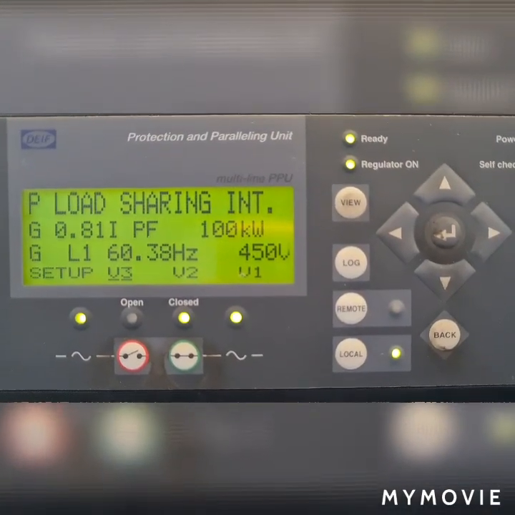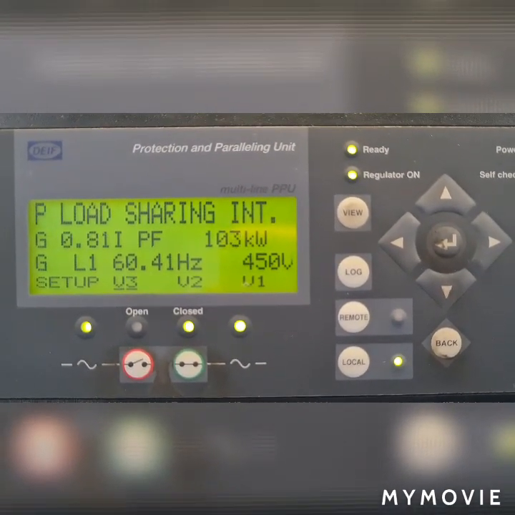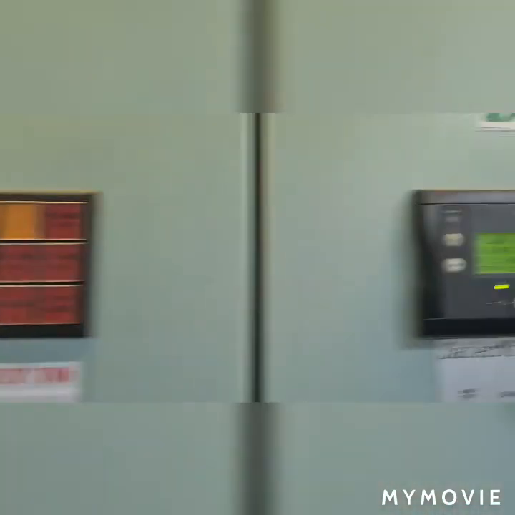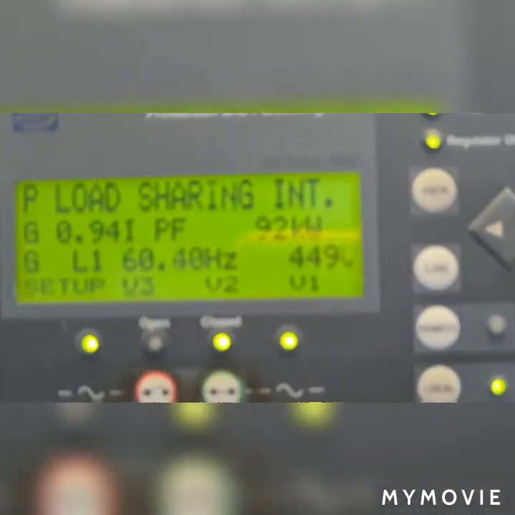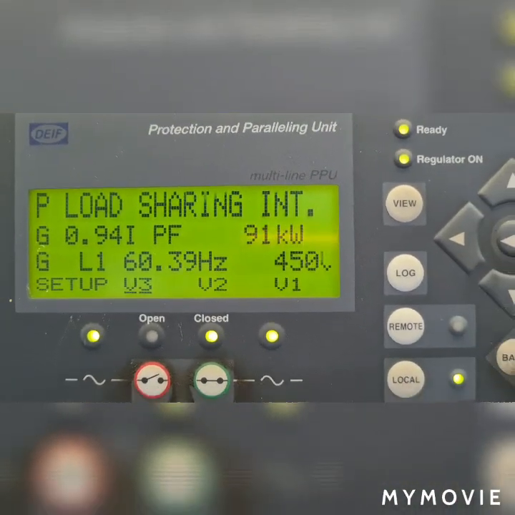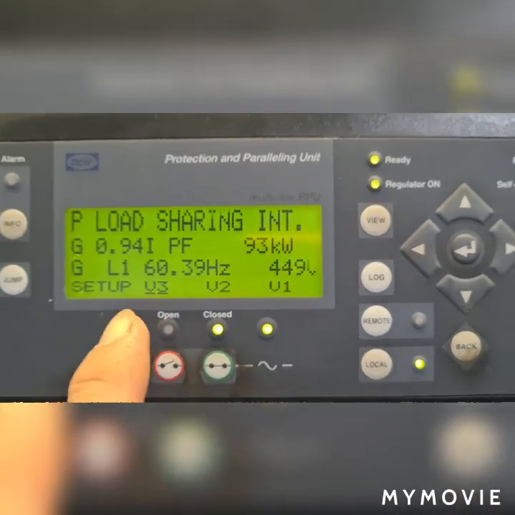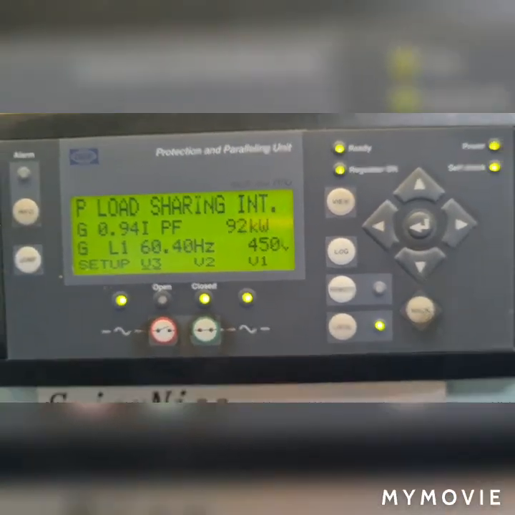Power factor 0.11, kilowatts, 60.1 Hz. GG1. GG2. 0.941, 95 kilowatts. 6.3, 450. Mataas ang power factor. Mababa ang kilowatts. So, for tayo na problema ito.